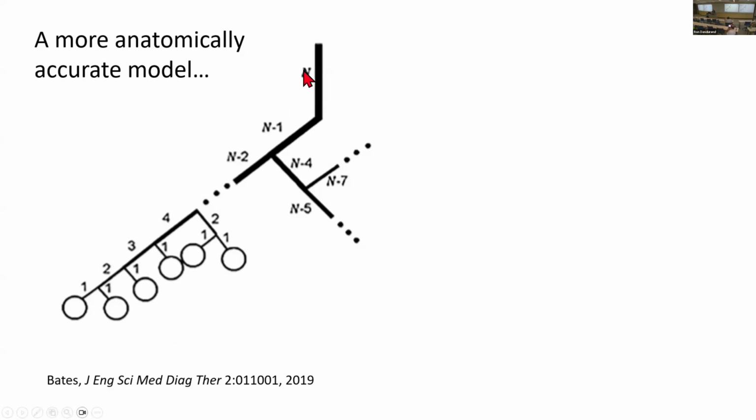In this case, N is 25. At every branch point in this airway, the difference in order between the two daughters is a fixed number, which is called delta. And for a human airway tree, delta is about 3. For a mouse, it's about 6. Mice are more heterogeneous than humans.